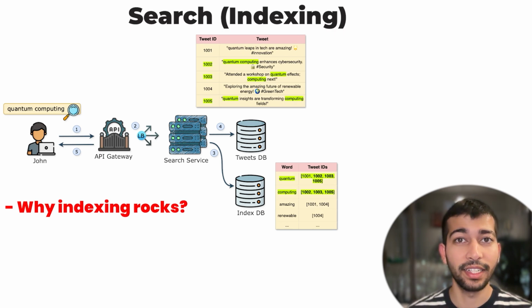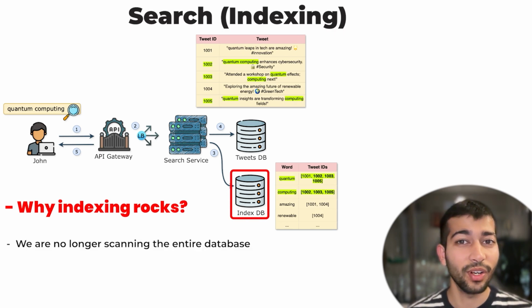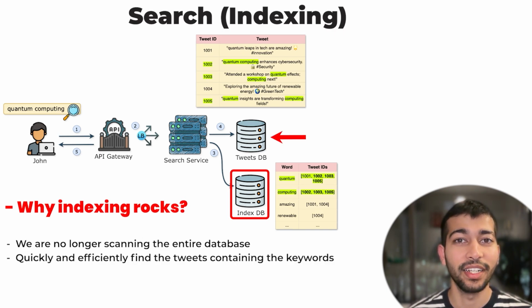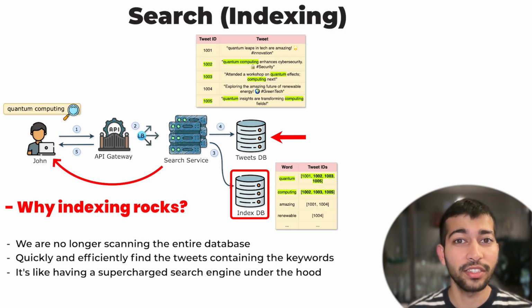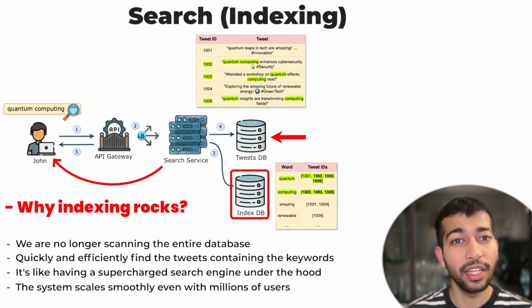Now, why indexing rocks? Thanks to the index database, we are no longer scanning the entire database. We can quickly and efficiently find the tweets containing the keywords and return the results in a fraction of the time. It's like having a supercharged search engine under the hood, making sure the system scales smoothly even with millions of users. Now, until now, we have done the high-level design for our search functionality, but there are slight changes that we need to make here.